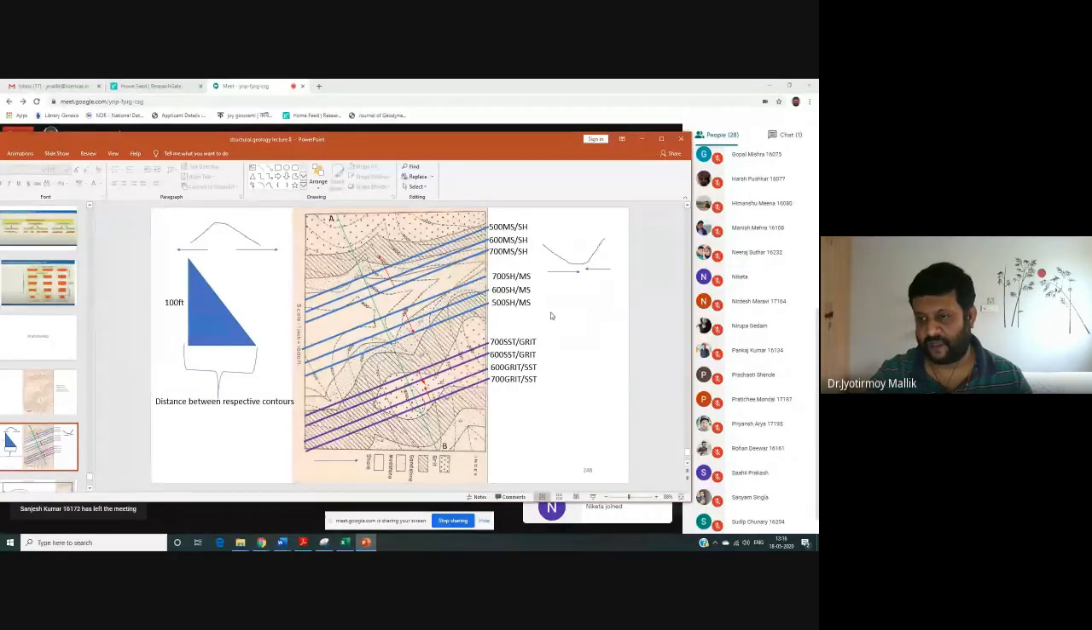Can anyone tell me whether we need to calculate apparent dip here or not? The traverse is perpendicular to the strike lines. No, Ratichi says we don't need to calculate the apparent dip. Okay, so we simply can work with the true dip that we have calculated here. But of course, we need to exaggerate the dip.